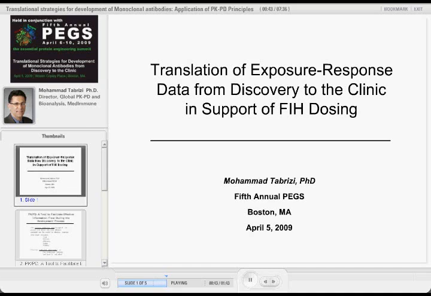What I'm going to be talking about is translation of information you have gained from early data, really combining affinity, preclinical data, efficacy information, safety information, and really how that translates into selecting your first in-human dose.